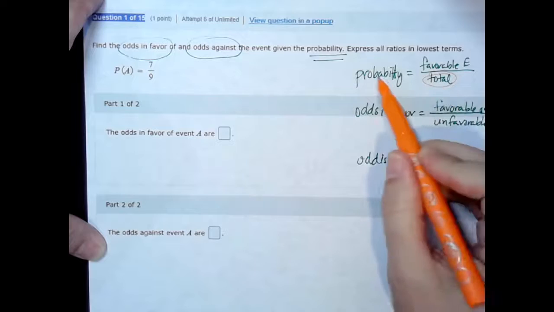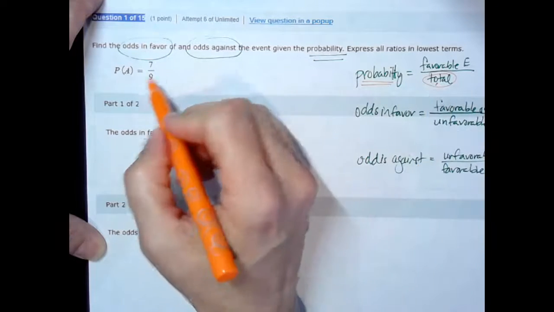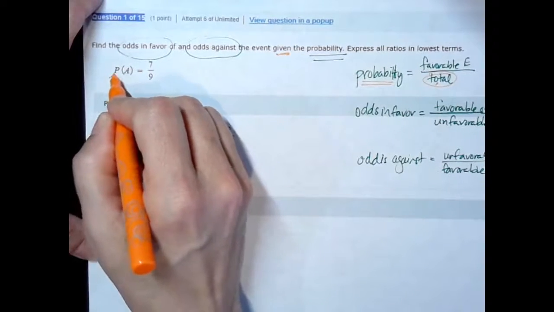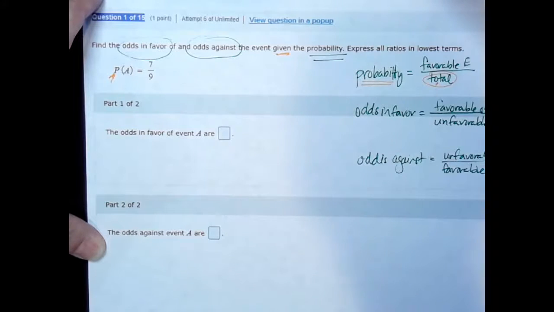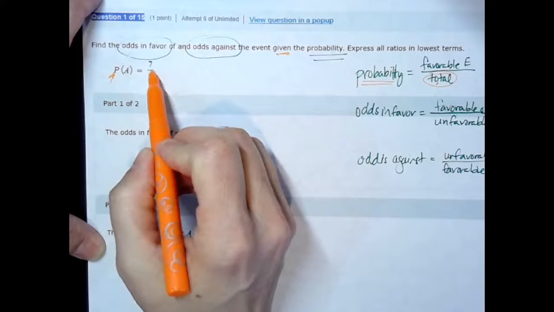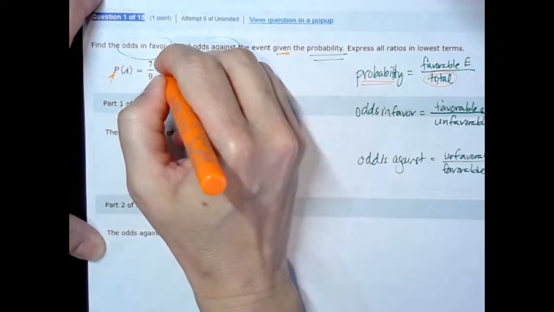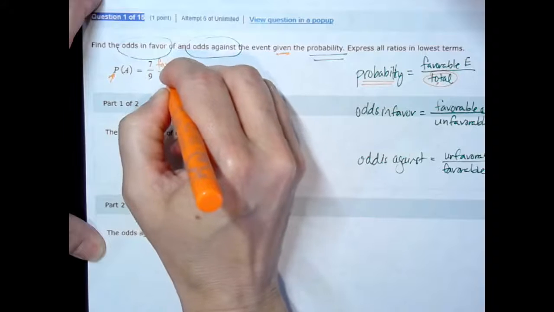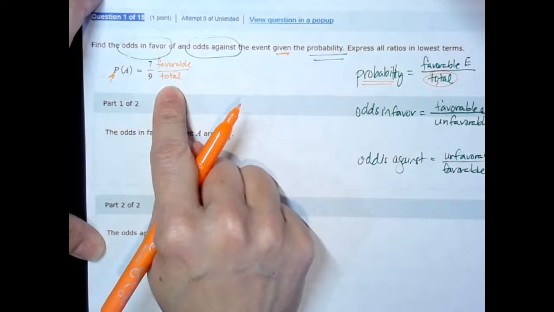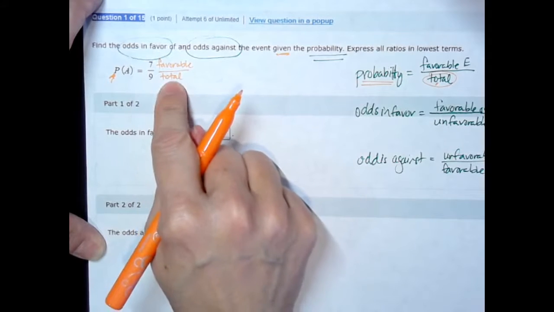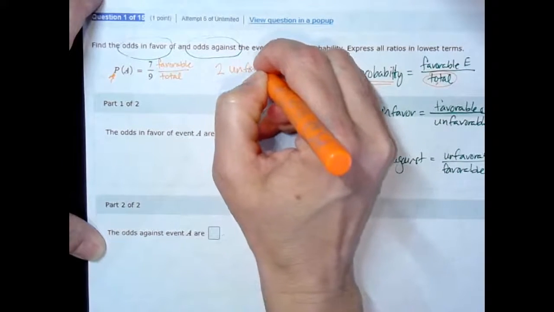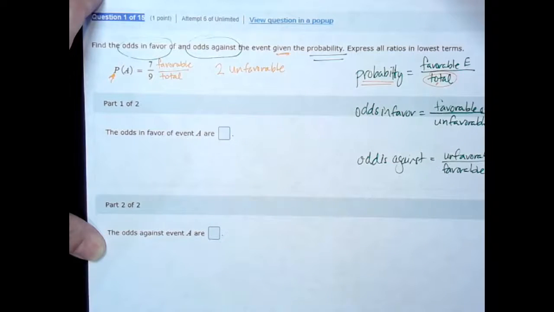Well, I know that probability has to have a total. So if I come over here, this says I was given the probability, and I know this is a probability because of the P right there, okay, since it has a P. So the probability of event A is 7 over 9, which means that there were 7 favorable outcomes, okay, over a total of 9 possible outcomes. So 9 is the total. So if the total's 9 and I have 7 that are favorable, then that means I have 2 that are unfavorable. And so those are the things that I use now to come down and answer the questions.